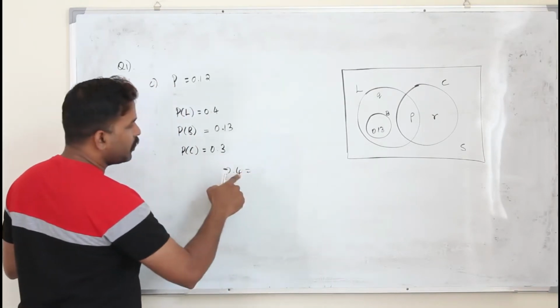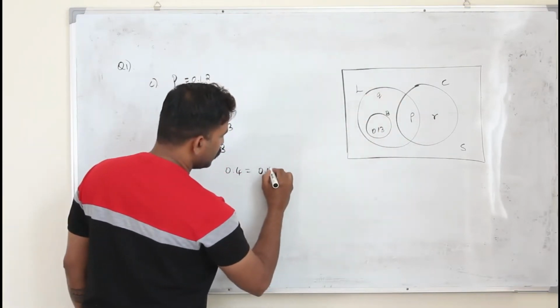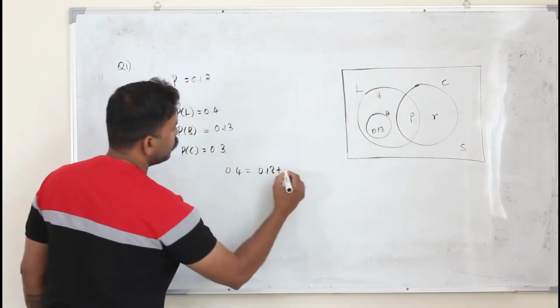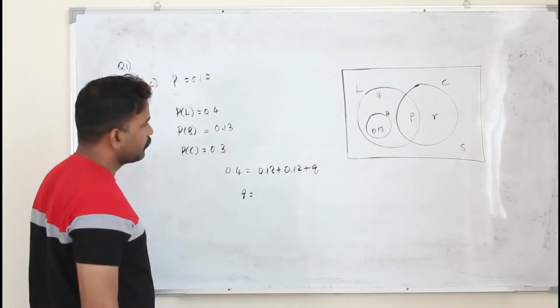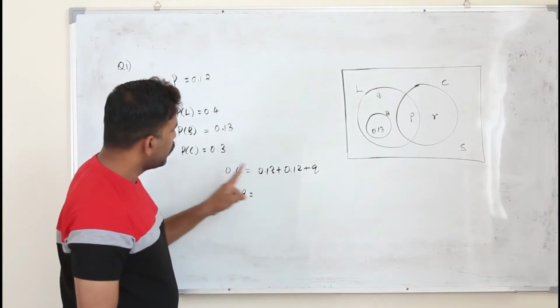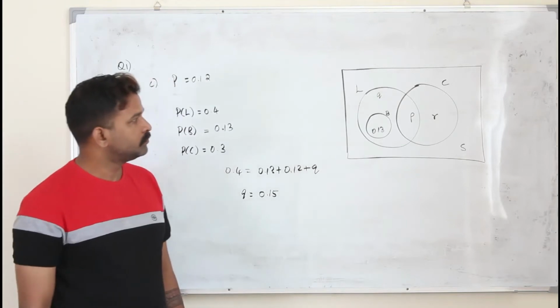So this 0.4 is equal to the sum of all these things: 0.13 plus P, P is 0.12, plus Q. Make Q the subject, which is 0.25 comes here, 0.15. That's the value of Q.